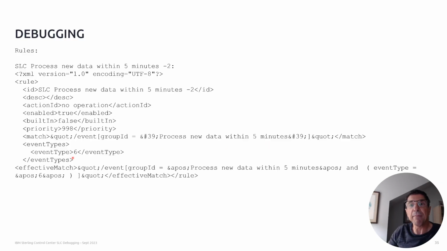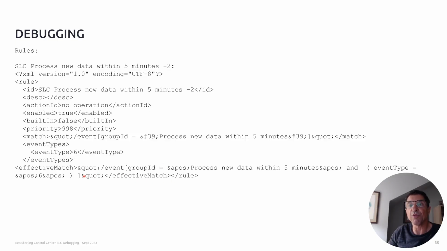It's got match criteria that says look for an event type 6. What's an event type 6? That means SLC event. Remember, 1 and 2 are process step start and step end. 3 and 4 are process start and process end. 6 is an SLC event. Know that 66 is a suppressed SLC event.